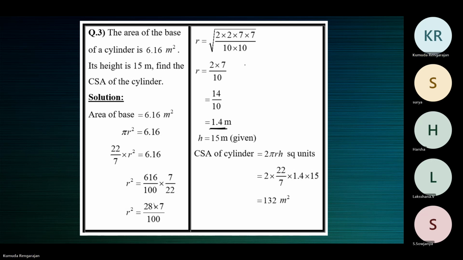I showed you now. So on simplifying, you get r square is equal to 7 into 7 by 25. So r is equal to square root of 7 into 7 by 5 into 5. So from 2 sevens, 1 7 comes out. From 2 fives, 1 5 comes out. 7 by 5 is also 1.4.